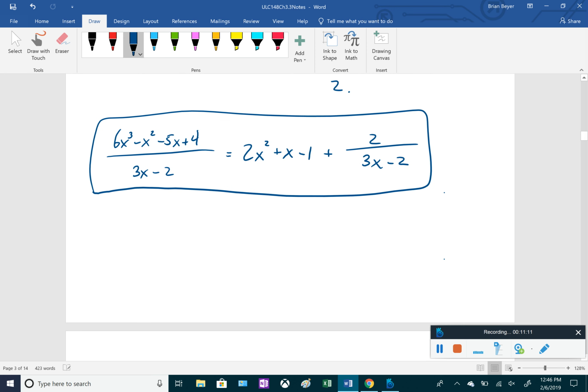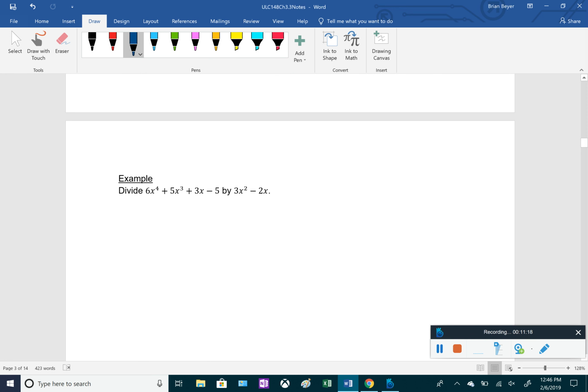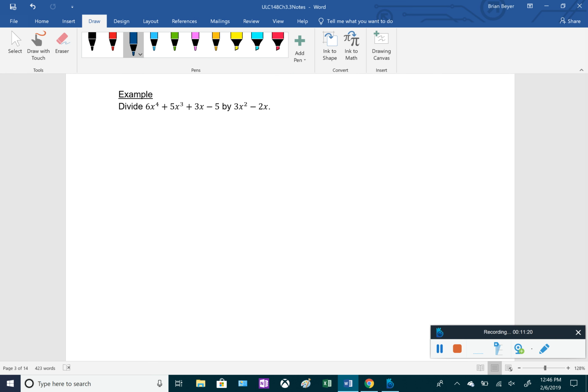Okay, so let's do maybe one more of these and then we'll do a different one. So let's set this one up. So 6x to the 4th plus 5x cubed plus 3x minus 5 divided by 3x squared minus 2x. So it's going to be, this is already in standard form.